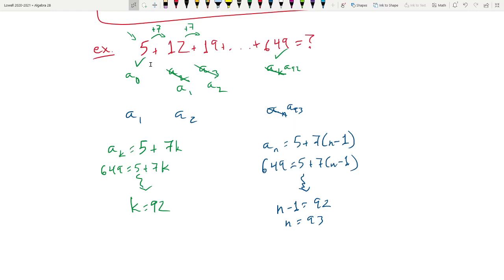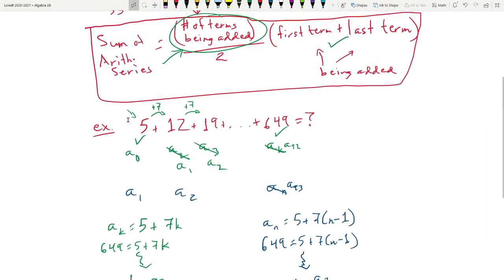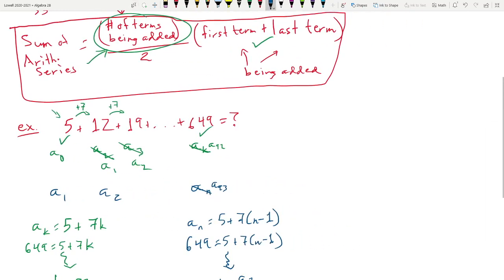Alrighty? Okay, so now that we have that, we just need to figure out how many terms there actually are. This is a common mistake that I just want to bring to everyone's attention here. So how many terms are actually being added?